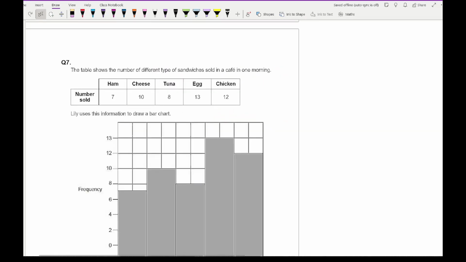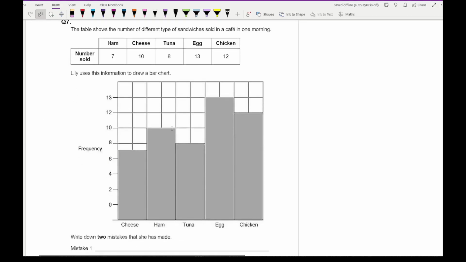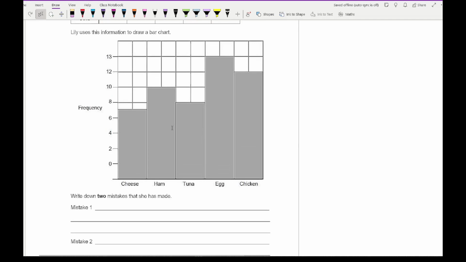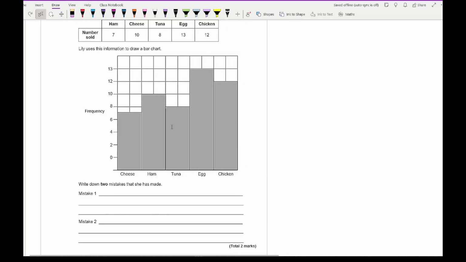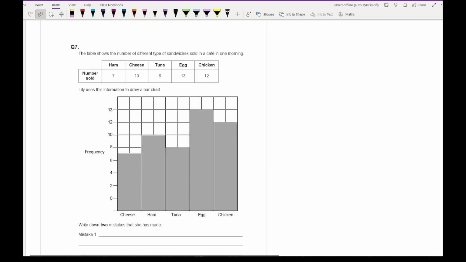Now moving on to question 7, it says the table shows the number of different types of sandwiches sold in a cafe in one morning. Lily uses this information to draw a bar chart, and the question is asking us to write down 2 mistakes that she has made. If I just zoom out so we can see the table, we're going to go for 2 mistakes. There's quite a few mistakes that Lily's made here.